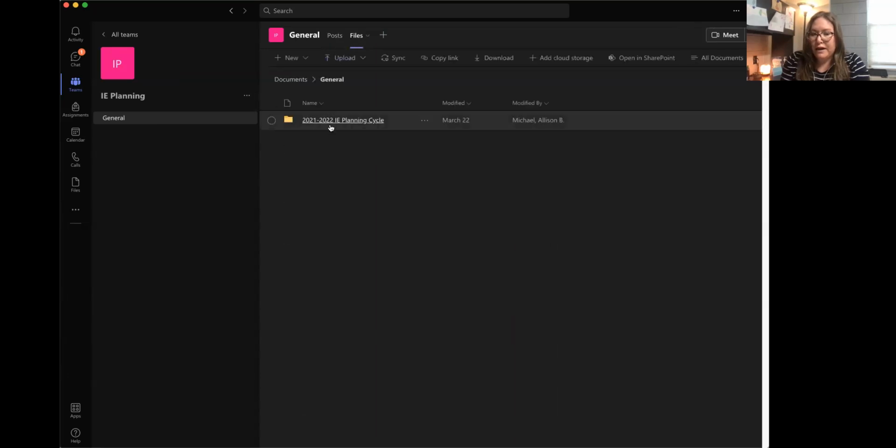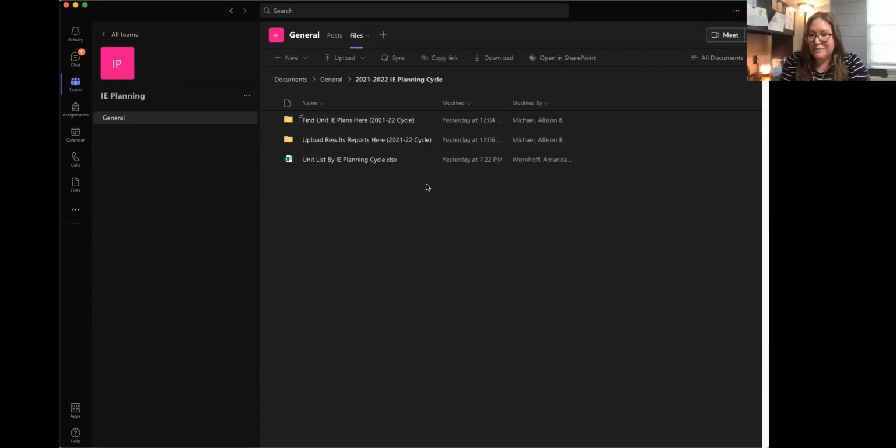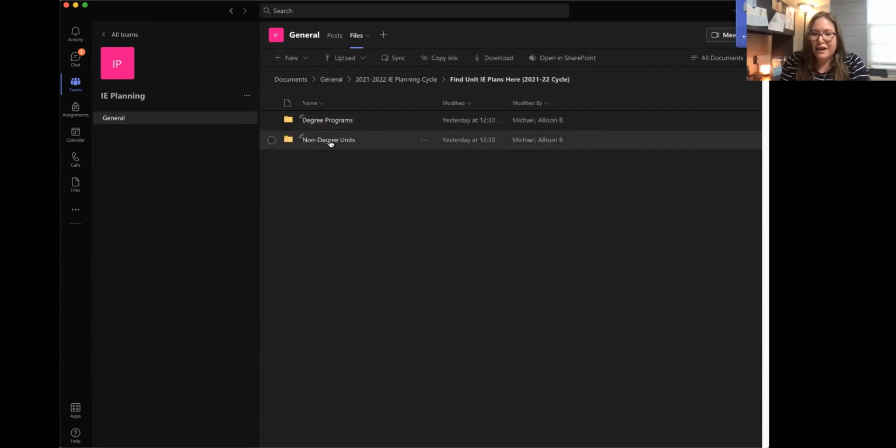For now, we only have the 2021-22 IE planning cycle in here. Eventually, we'll have additional cycles. So you'll just click on that. And I've tried to make it as user-friendly as possible. So this is where you'll click to find your unit IE plans for this current cycle. So you can click right on that. We will be in the non-degree units here. And eventually we will have this populated with everyone's plan.